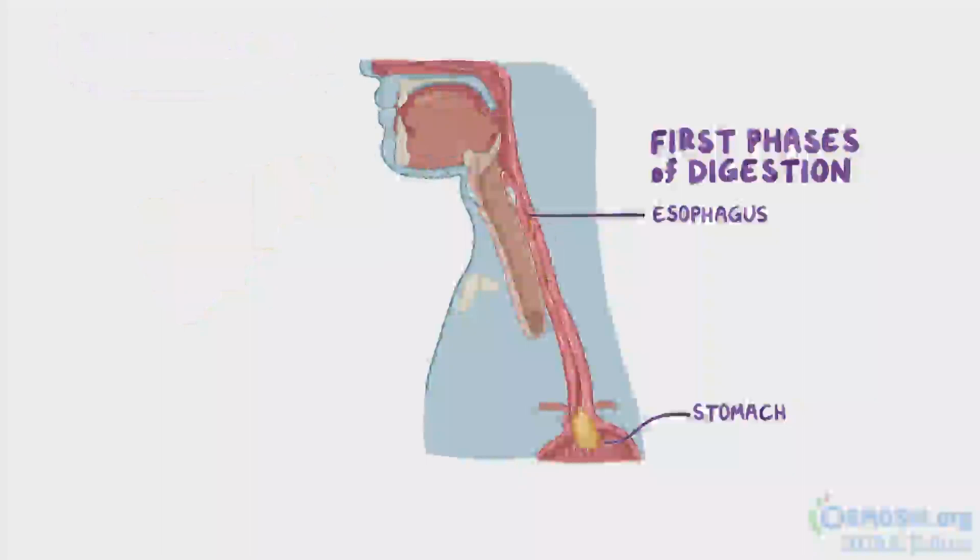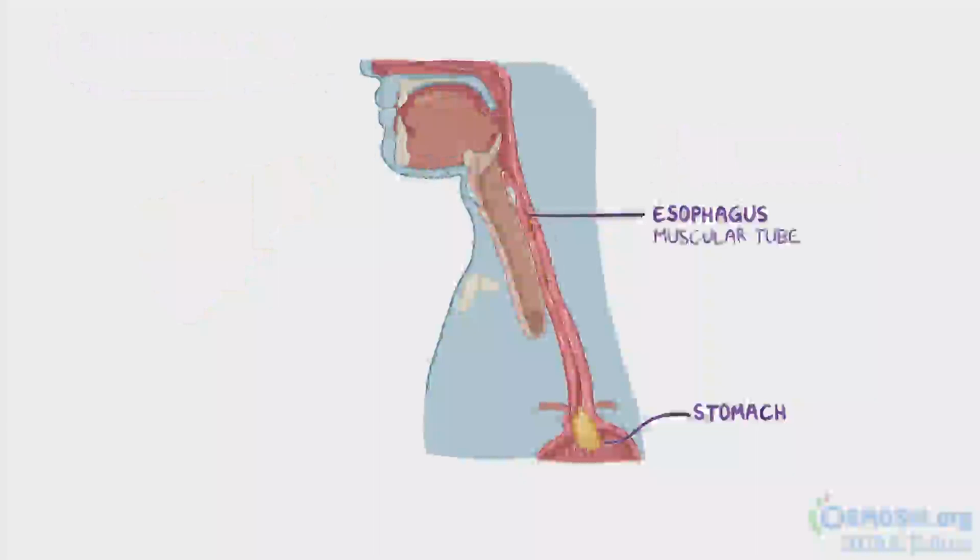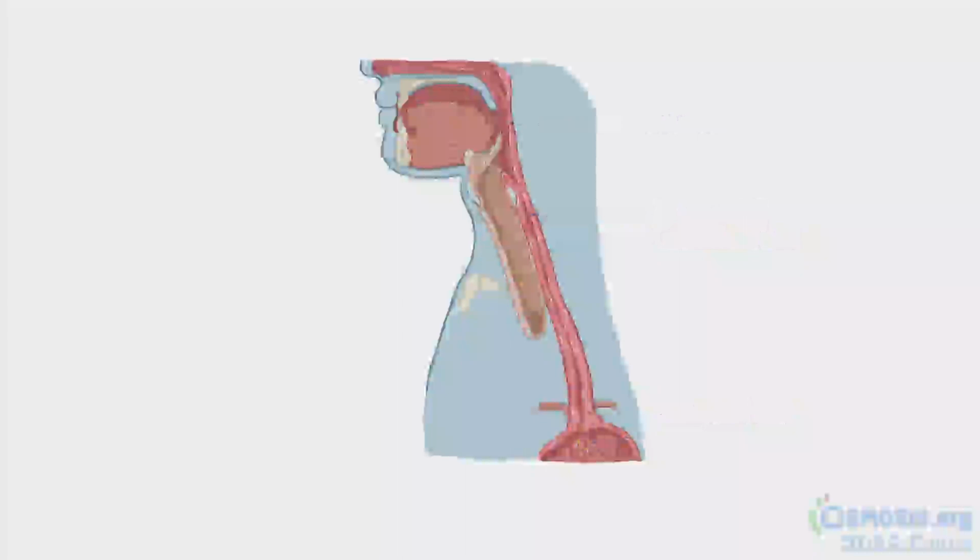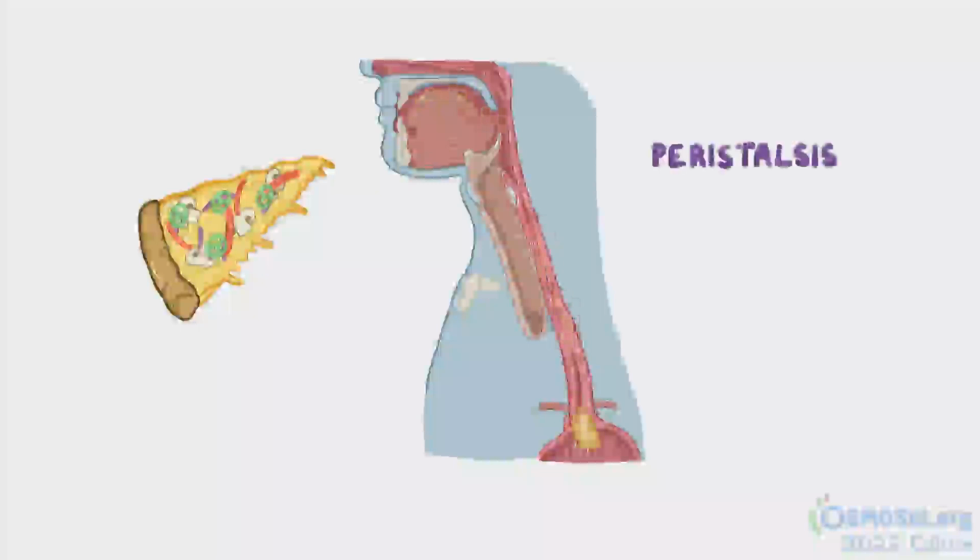Now let's start with the esophagus, which is a muscular tube that carries food from the pharynx to the stomach. We can think about the esophagus as a subway that our food travels in between these two structures. After the pizza we ate has been chewed and swallowed, the muscles of the esophagus help propel the bolus towards the stomach in a wave-like motion called peristalsis.